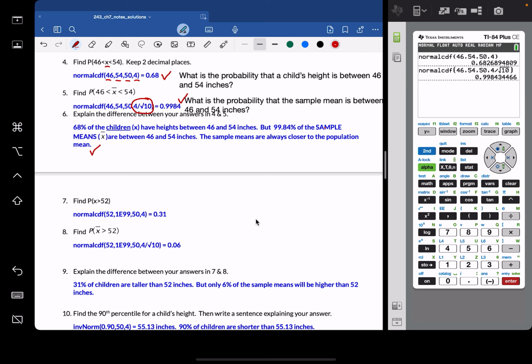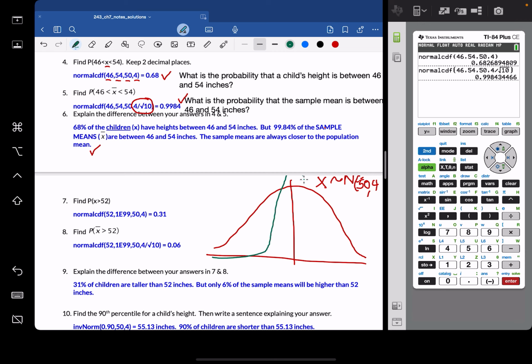kind of want to draw a picture of this. Here is our distribution of the sample means. Sorry, here's our distribution of the student heights. And that was x is distributed normally with a mean of 50 and a standard deviation of 4. Let's try to squeeze that in here. It won't let me. And then if I want to talk about x bar, it is going to be a much narrower distribution. Okay, just went off the charts there.